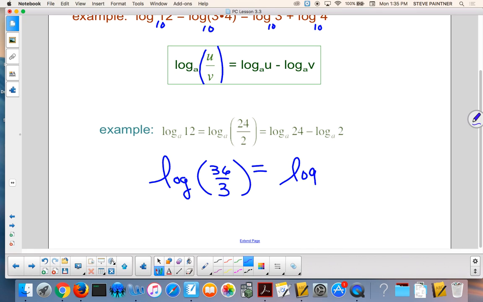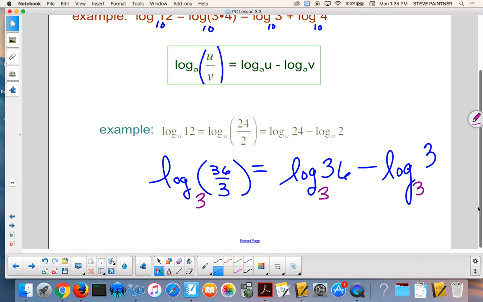Log of 36 minus log of 3. Okay? And what if I told you we're in base 3? Base 3, base 3. Do you know the answer to either one of these? Yeah, you know the answer to this, right?